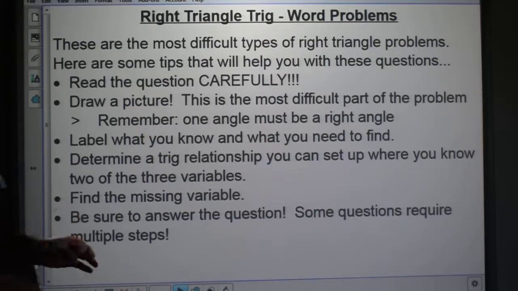Read the question carefully. The biggest mistake I see is people don't understand the question. Draw a picture. This might be the worst part of the problem for some people, and one angle must be a right angle. Label what you know and what you need to find. Determine a trig relationship, sine, cosine, or tangent. Find the missing variable and be sure to answer the question the way it's asked. Some questions require multiple steps.